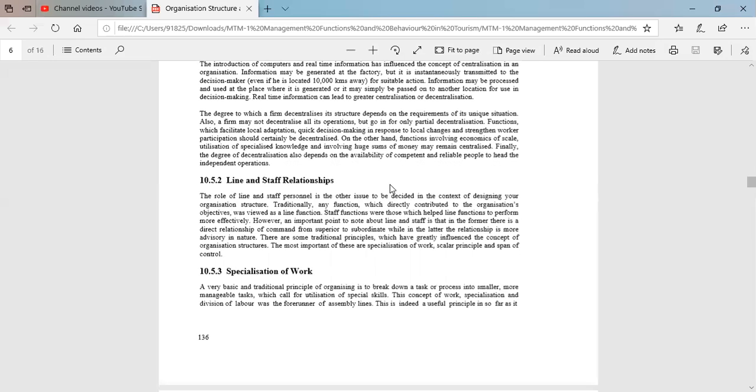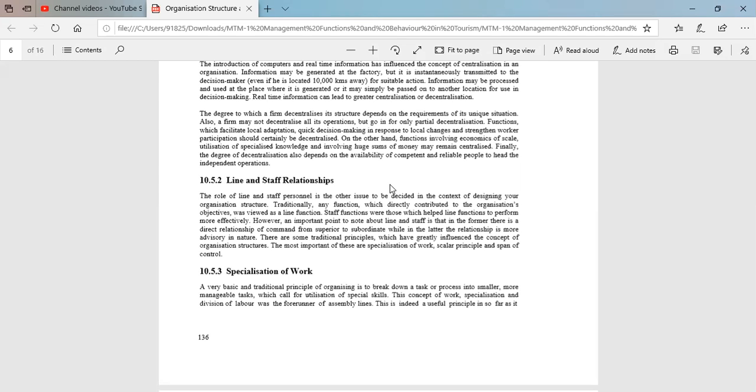Line and staff relationship. Line and staff means the lower level and the higher level. How your company wants to make a relationship between them also affects your structure. That's internal.